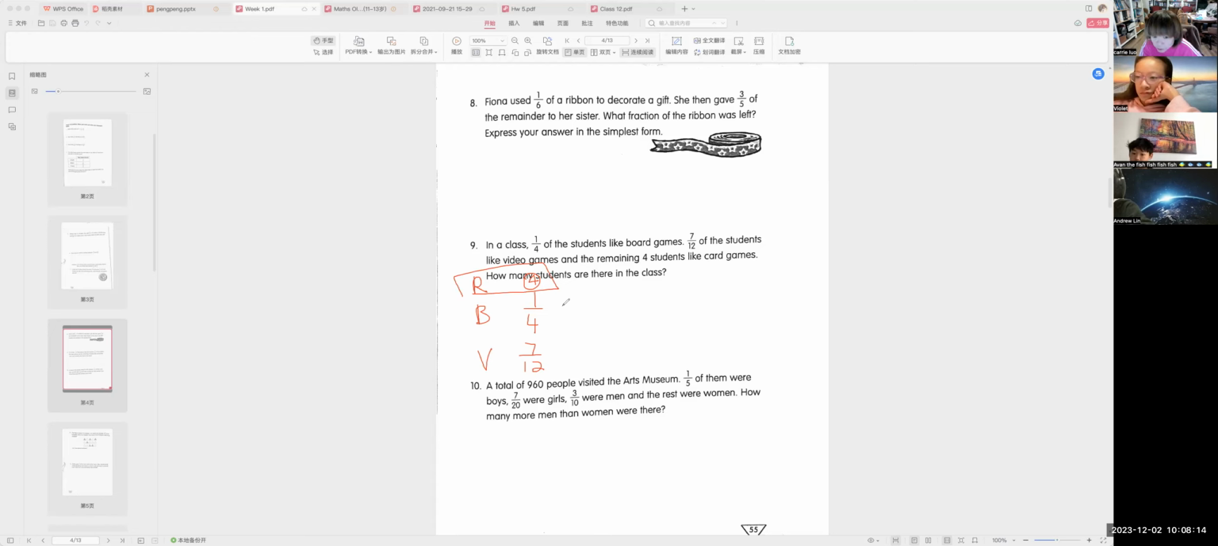We need to make the relationship between the fraction and the students themselves. So 1/4 and 7/12, if they add together, equal what? 3/12 plus 7/12 equals 10/12. Get it, Evan? So that means 10/12, or 5/6, of the students like either board games or video games. So what is the remainder? 1/6 of them like card games. And 1/6 of x is 4. So x equals what? 24 students.